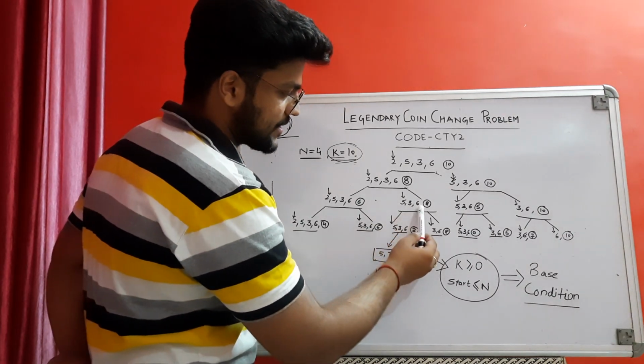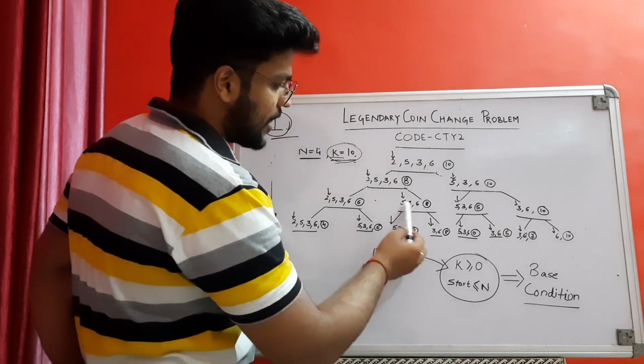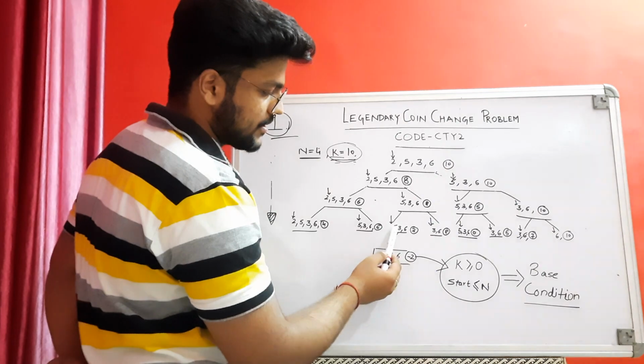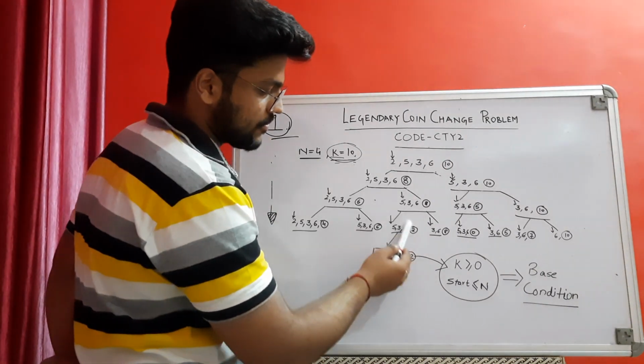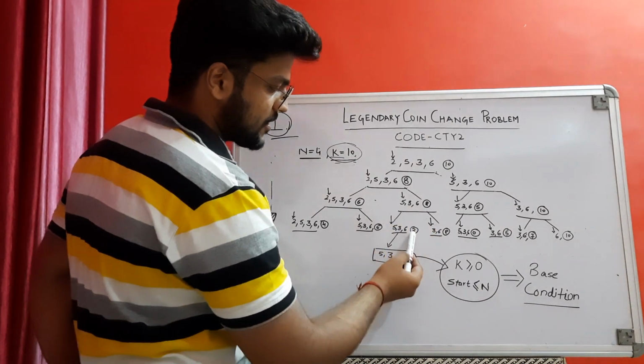If you have 5, 3, 6 and you have to make the sum k equals 8, what will I do? I will take 5 or I leave it. If I take it, then again the sum we have to make from these denominations is 8 minus 5 equals 3. 8 minus 5 is equal to 3.